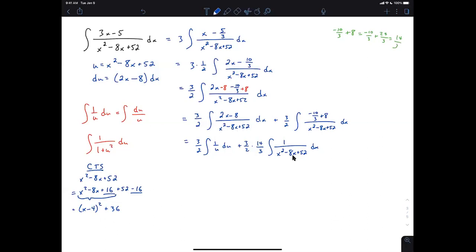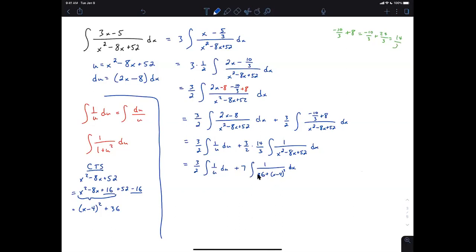So the next step on the integral is that the first one we're pretty much done with, so we'll just leave it. And then on the second one, the 14 and the 2 cancel and the 3's cancel, so you get 7. But then we're going to rewrite the bottom as 36 plus x minus 4 squared, because based on that work on the side, that polynomial is actually equal to this. And if you multiplied it out, you'd be able to verify that.